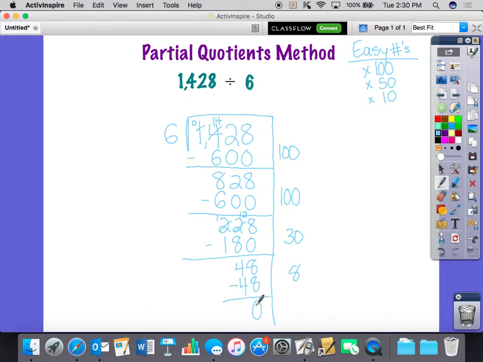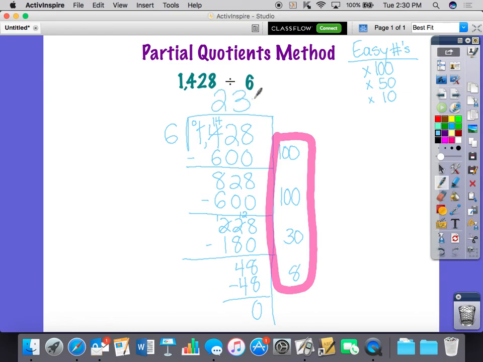All right, so I don't have anything left over, but this over here on this side, I'm going to highlight here for us, okay? This right here, I've got to add up, and that's my answer, okay? So 100 plus 100 is 200, plus 30 is 230, plus 8 would be 238. So my answer to this problem is 238. There you go.